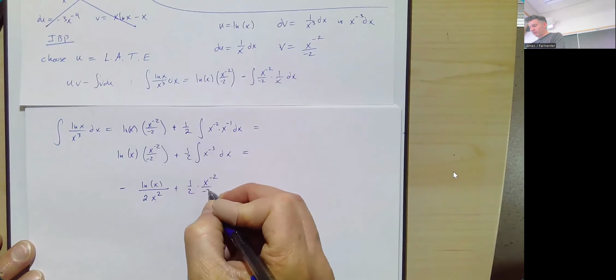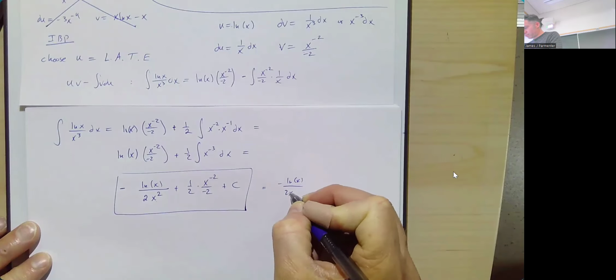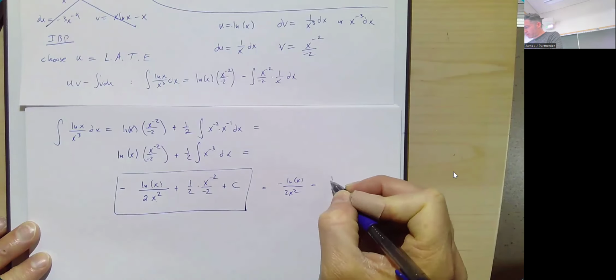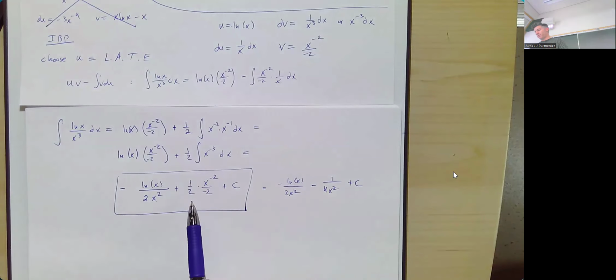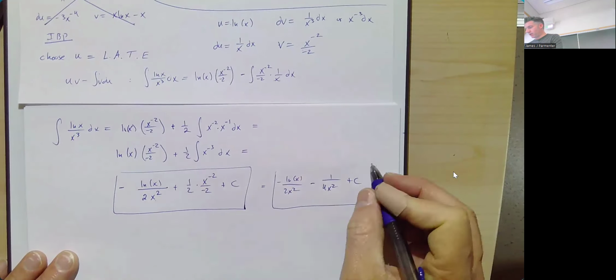And yeah, I could simplify this more, but I don't really want to. You could rewrite that as negative natural log of x over 2x squared minus 1 on top over 4 times x squared on the bottom plus c. That's probably the better way of writing it.